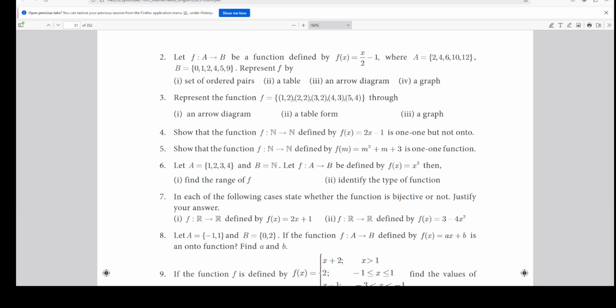Now we can see the next one. Here is the fifth problem. Show that the function f: N to N defined by f(m) = m squared plus m plus 3 is a one-to-one function. This problem is also the same as the fourth one. If you understand this fourth problem, you'll be able to solve this fifth one also. Just try it out, the same concept. Try it out, you'll get the answer.